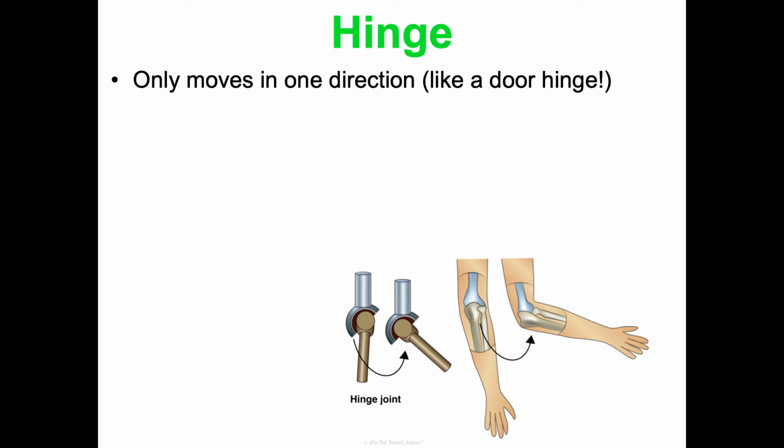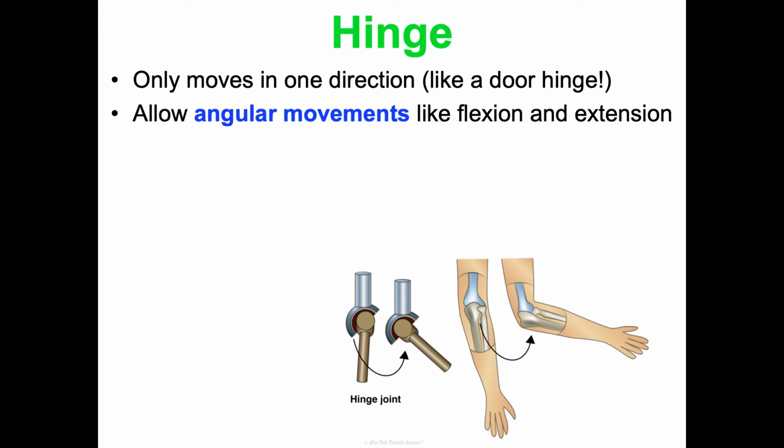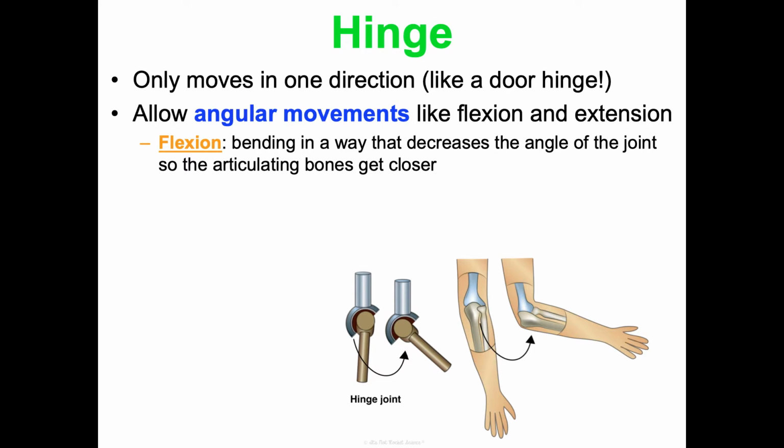Hinge joints. These only move in one direction, just like a door hinge. That's how I remember those. And they allow angular movements like flexion and extension. So flexion is when we bend in a way that decreases the angle of the joint so that the articulating bones, the 2 bones that are in the joint, are getting closer. So think about when you do a bicep curl. That's flexion. When you bring the curl in, like your hand towards your shoulder, that's decreasing the angle of that joint. So that's flexion. Or think when you bend your head towards your chest, that's flexion as well.